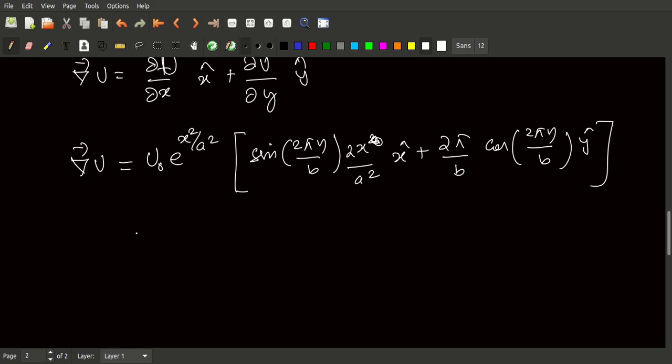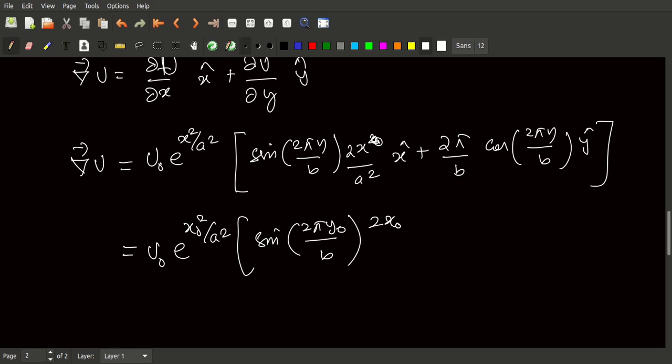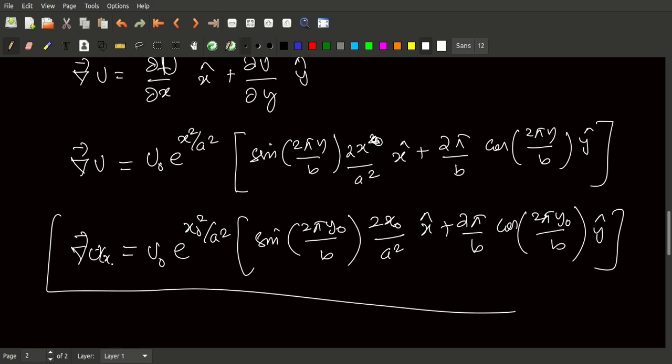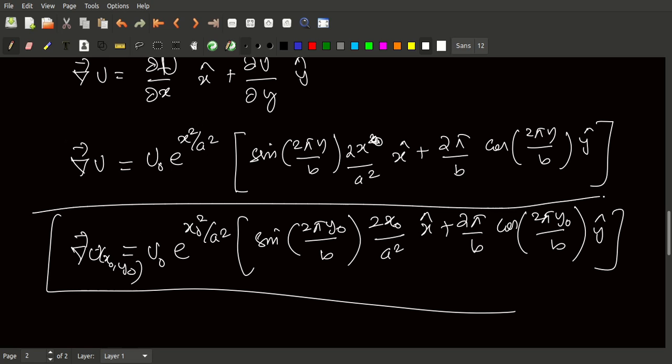Now in the question we have to find, the particle is at x naught, y naught. Now what is the direction at that point? To get that, substitute the values of x naught and y naught. So you will get u naught into e raised to minus x naught square upon a square into sine of 2 pi y naught upon b into minus 2x naught upon a square x cap plus 2 pi upon b cos 2 pi y naught upon b into y cap. This is the maximal change at that point. Okay, this is the maximal change at x naught and y naught. This is the answer.